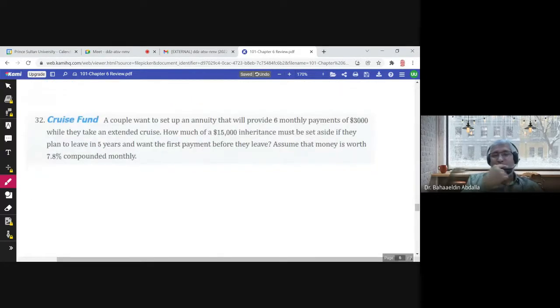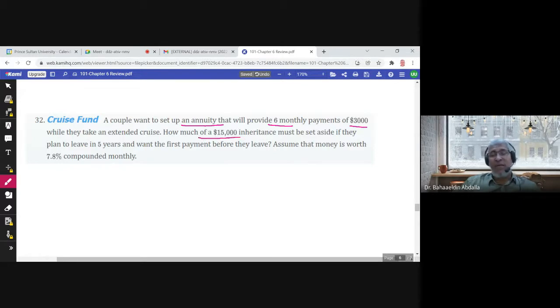A couple wants to set up an annuity that will provide 6 monthly payments of $3,000 while they take an extended cruise. Good. So they want an annuity. They need some money to put in now, and this money should provide for them 6 months of payments. Each month they receive $3,000 for their cruise. How much of a $15,000 inheritance?